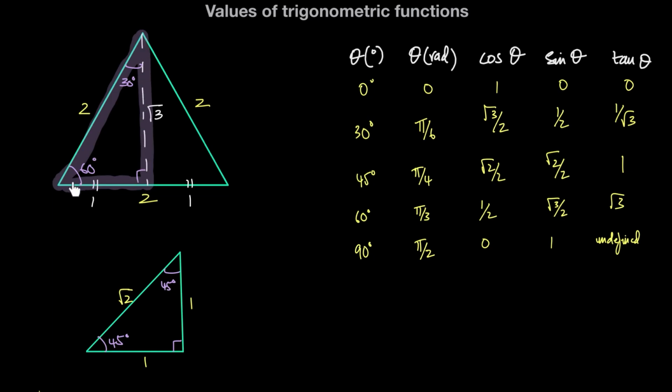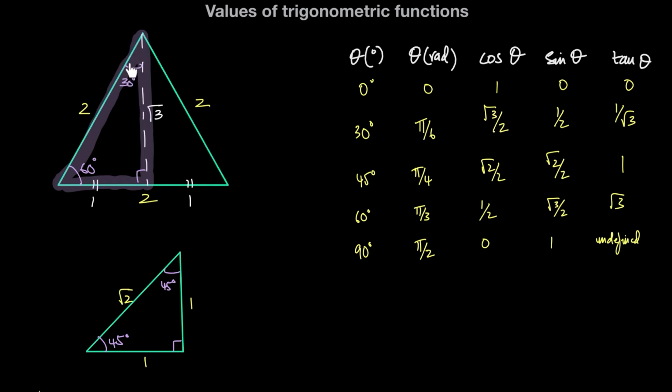Now, knowing these values, we know that for a right angle triangle, if I wanted to know the cosine of 30 degrees over here, or pi over 6 radians, is just the side adjacent to this 30 degree angle, which is square root of 3, divided by the hypotenuse. So that's square root of 3 over 2. So the cosine of 30 degrees, or pi over 6 radians, is square root of 3 over 2.